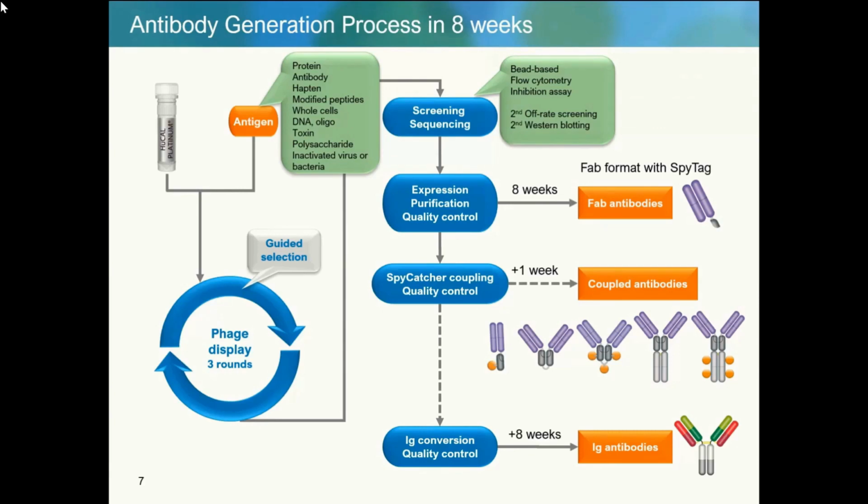The unique hits are expressed and purified, and the purified antibodies undergo quality control. This process is accomplished in just 8 weeks, delivering purified antibodies in the Fab format. And in just 1 additional week, we can generate more format options via our SpyTag technology, which I will discuss later, such as bivalent Fabs and IgG-like molecules, all with or without labeling. We call these coupled antibodies trailblazer antibodies.